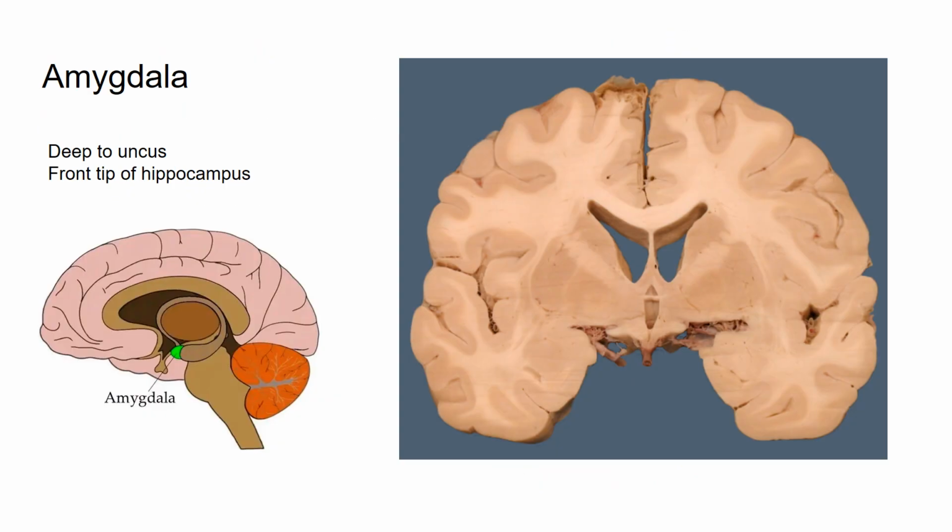Okay, and then our amygdala. So our amygdala is, like I said earlier, deep to the uncus. It also is right on the tip of our hippocampus. So the best way to see it would be to point it out on a gross specimen. So let's look here. We have our anterior commissure, our fornical columns.